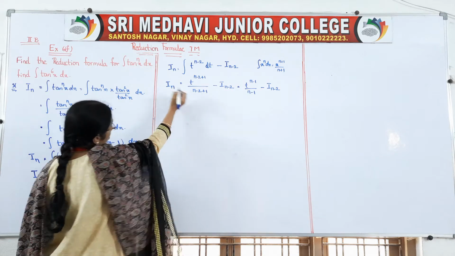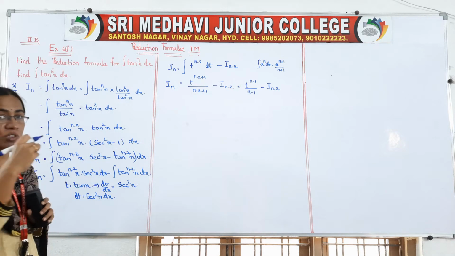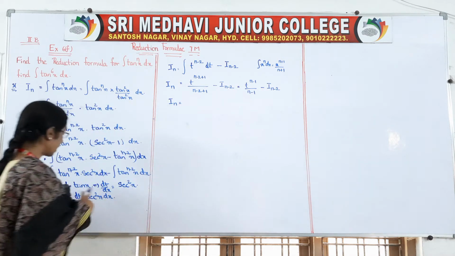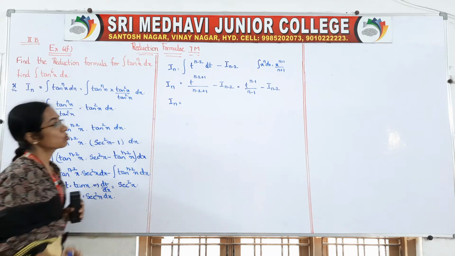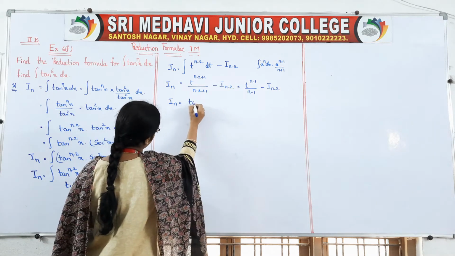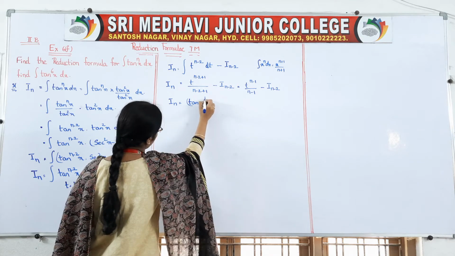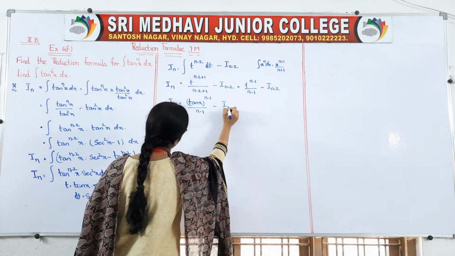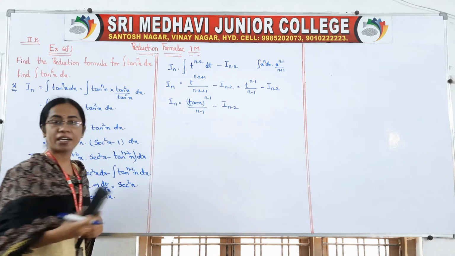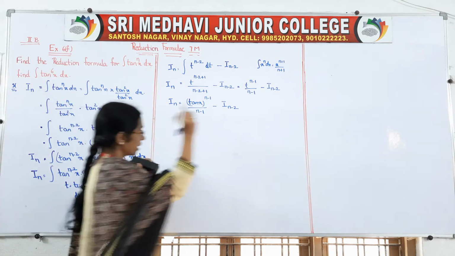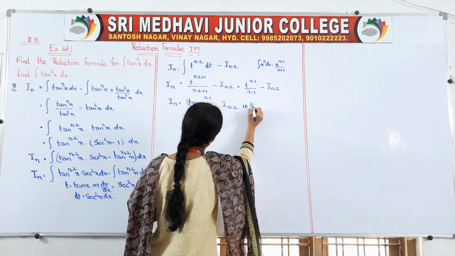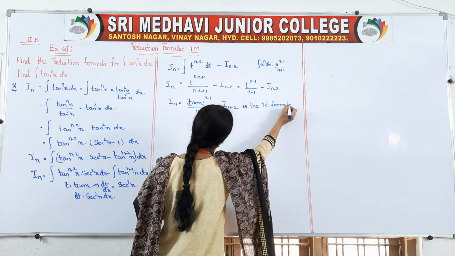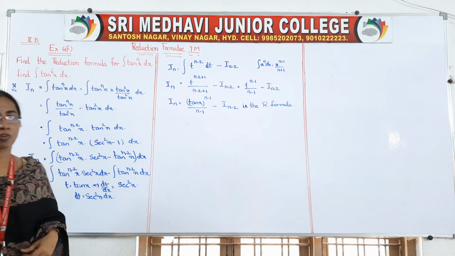Now in t place we have to substitute the original value. What is t? We have taken t is equal to tan x. So we can write this as I_n = tan^{n-1}x by n minus 1, minus I_{n-2}. This is the reduction formula, right? We have to find the reduction formula for the given value tan to the power of n x.